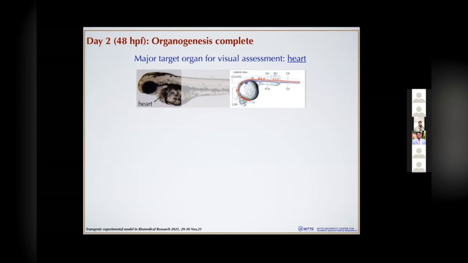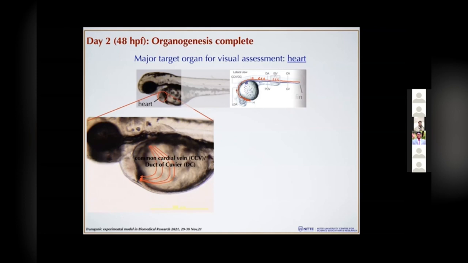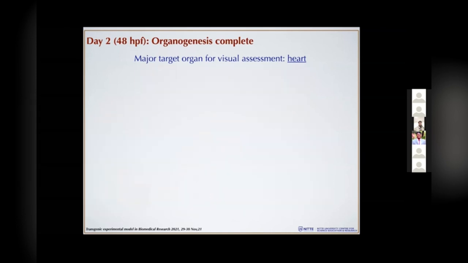I don't know if the video is clear. If you see the heartbeat, you can see this, the common cardinal vein or the duct of Cuvier. This is where the blood is coming.